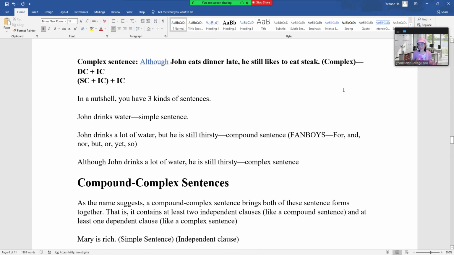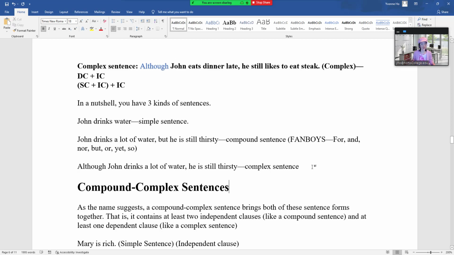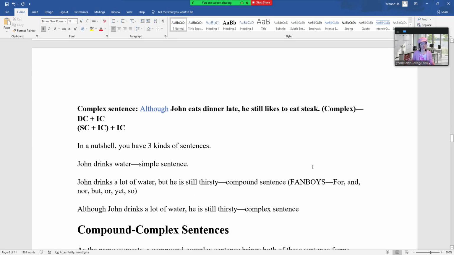And then a complex sentence is when you have a dependent clause with an independent clause. So that pretty much sums up your 3 kinds or 4 kinds. I'm not even going to go into compound complex sentences. If you want to do that, well, that's the next one. So let's just do the first 3. John drinks water: subject, verb, object, simple sentence. John drinks a lot of water, but he is still thirsty. Compound sentence, 2 sentences joined by fanboys.